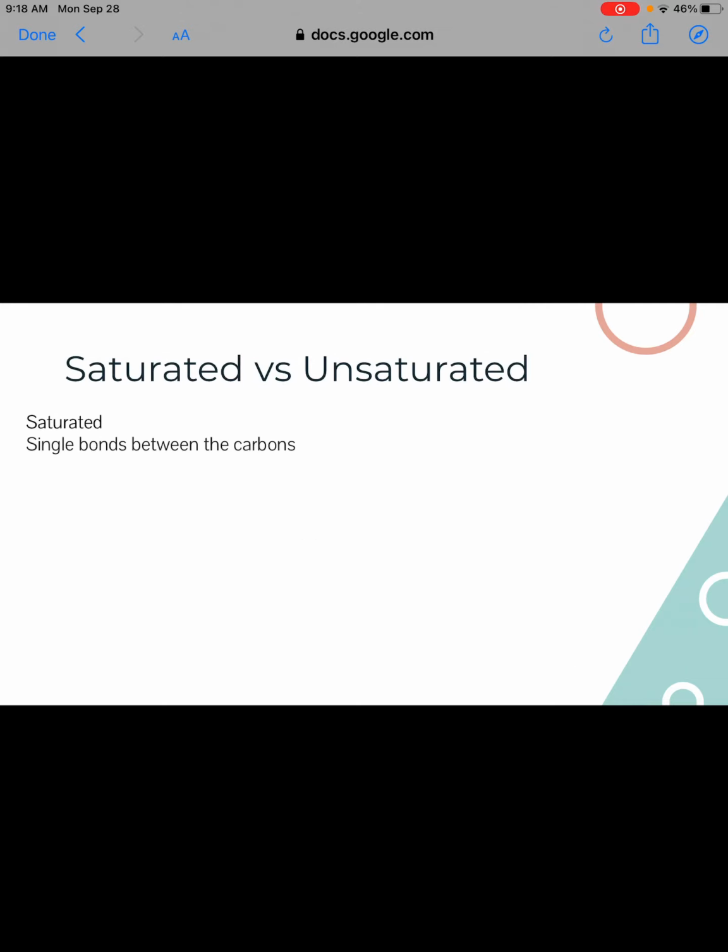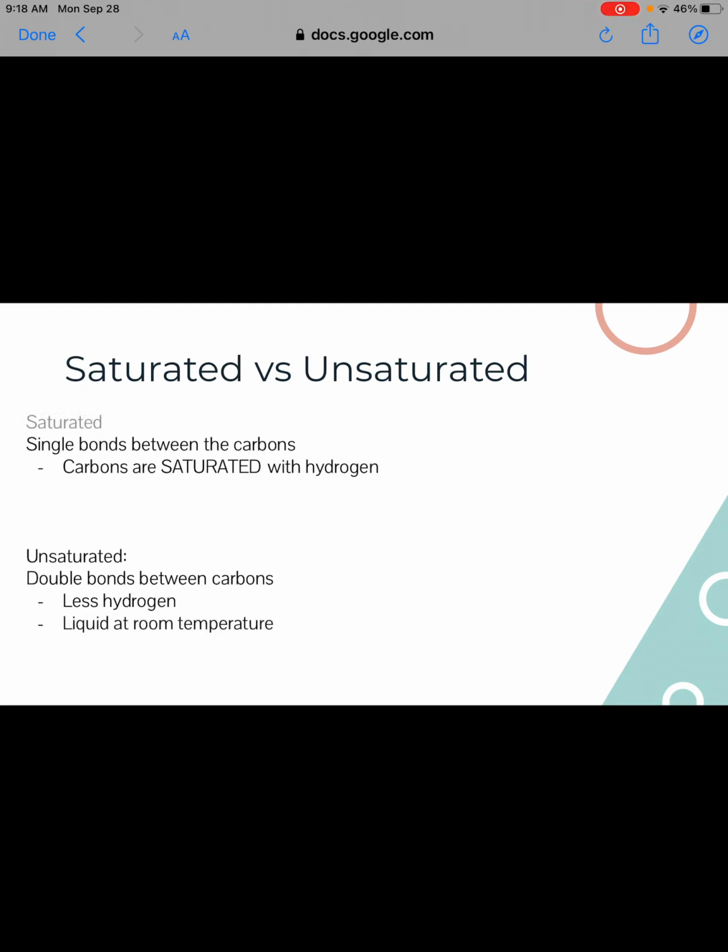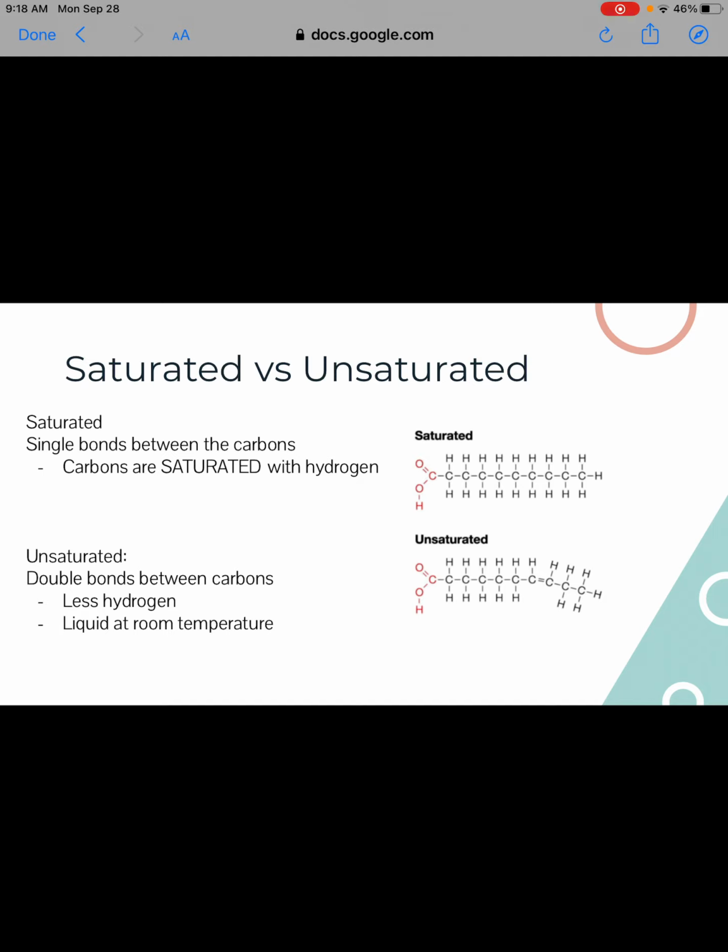Now, a little bit more about saturated and unsaturated. You need to know that saturated just means that the carbons that are found on the chains are covered in hydrogen, whereas in unsaturated, there's less hydrogen. So if we look at the picture, you can see the saturated one is a long, straight portion with lots of hydrogen, where unsaturated is kind of kinked or bent. And that's because it's got a double bond between the carbons. Now, unsaturated is more liquid at room temperature, okay? And these are ones that are a little bit easier to break down.